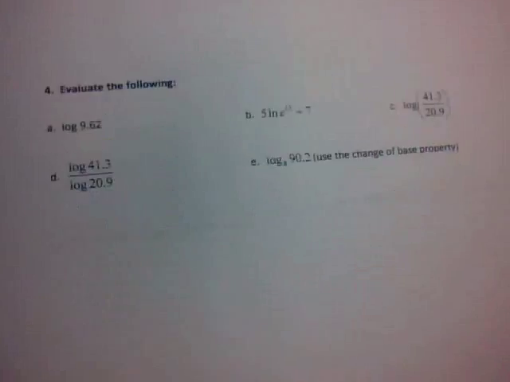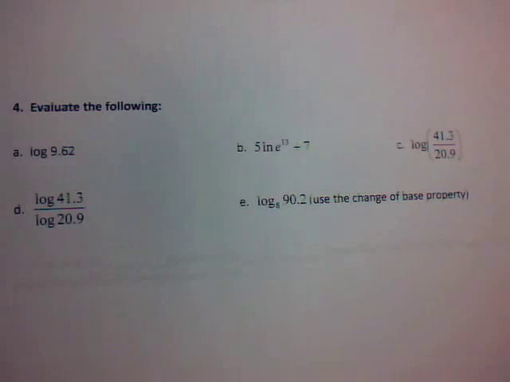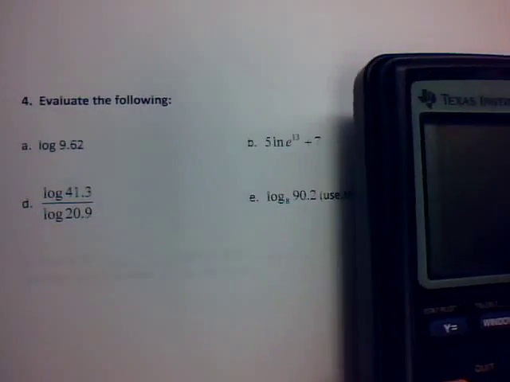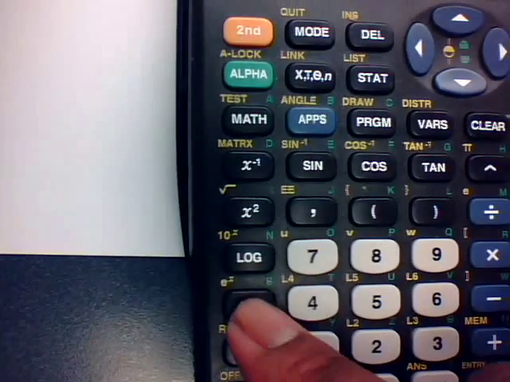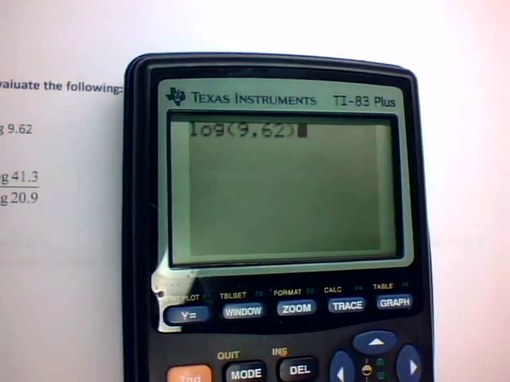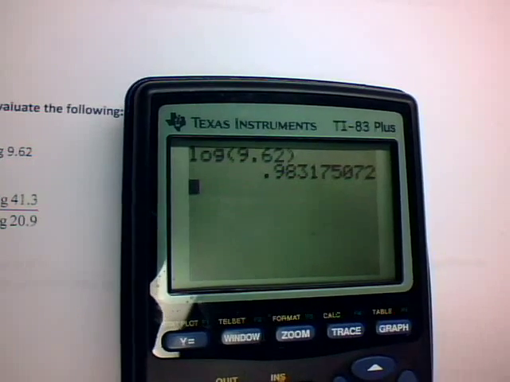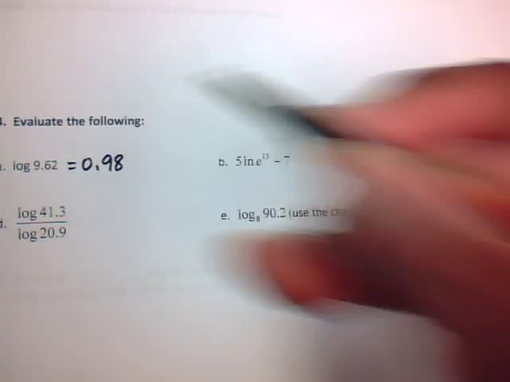Question number 4 is just doing some evaluation using the log key and the LN button on your calculator. In part A, you've got log of 9.62. On that calculator, you just press the log key, which is right above the LN key. Just press the log key, and then 9.62, close parentheses, and then hit enter. Now to 2 decimal places, it'll be 0.98. So the log of 9.62 will be 0.98.